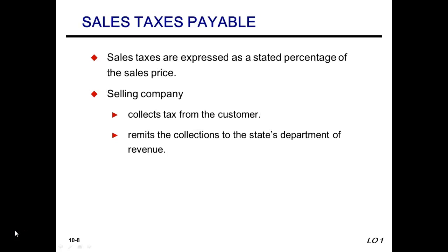Another topic from this chapter is sales tax payable. Sales taxes are generally a current liability, and the company holds on to that sales tax money to remit it usually to the state. So sales tax is expressed as a stated percentage of the sales price. Around our area, sales tax might be anywhere between 7 and 8%. The selling company collects tax from the customer and remits the collections to the state's Department of Revenue.